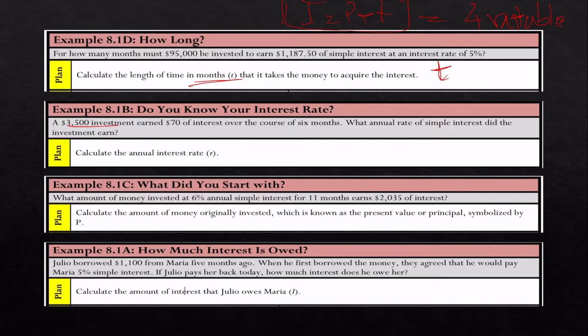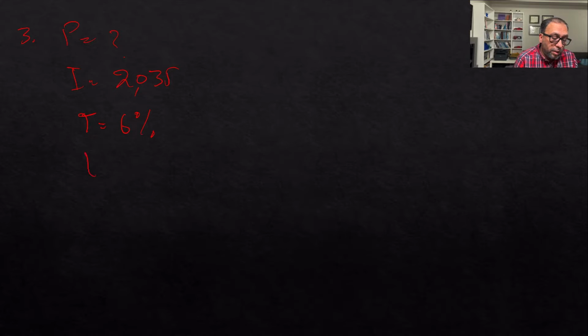The next question is saying what amount of money invested at a 6% annual simple interest rate for 11 months earns 2035 of interest. So in this case, the third one, we want to find out the principal. Interest is 2035. Interest rate is 6% per annum, and the T is 11 months.